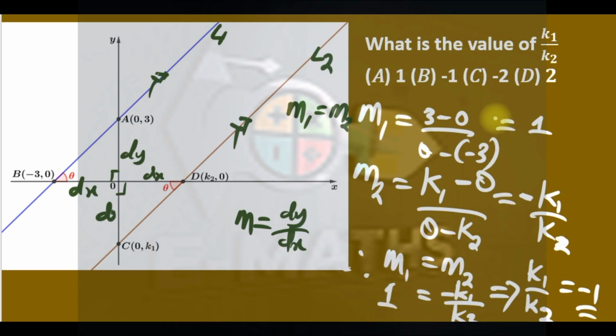Minus crosses. So the equation is tricky. Some students will make the mistake of taking 1 because the value here is a negative value. K1 must be a negative value. So the answer is minus 1. Option B.